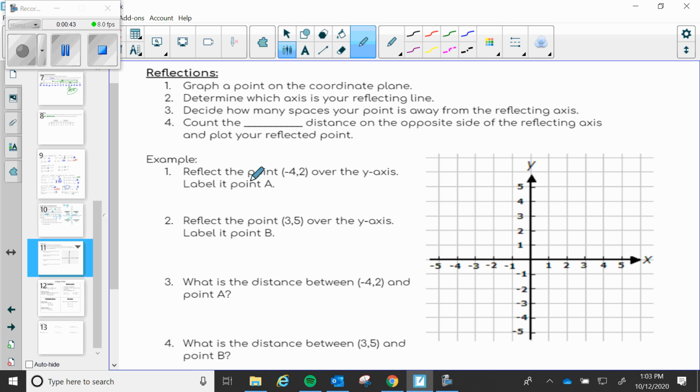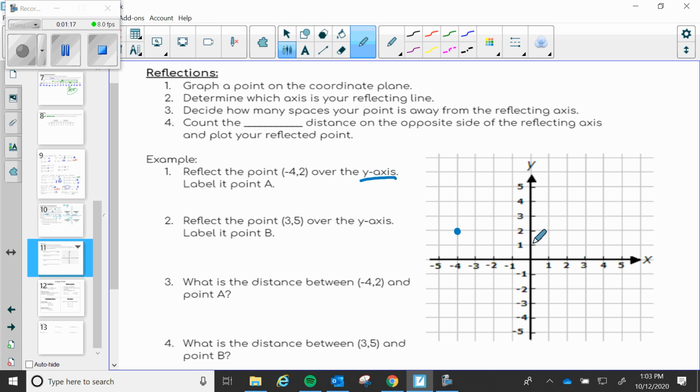First step is to graph a point on the coordinate plane. So if we look at example 1, it gives us a point, so let's just use that. We're going to reflect the point negative 4, 2 over the y-axis. So negative 4, 2. We're going to go over to negative 4 because we start with our x first, and then up to positive 2 because that is our y-coordinate. So this is our point, and example 1 tells us we are reflecting over the y-axis, and that's what step 2 asks us to figure out.